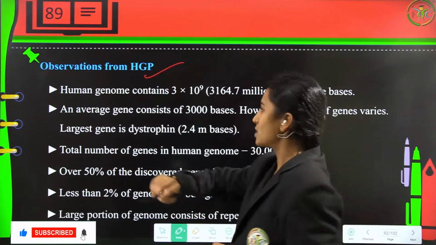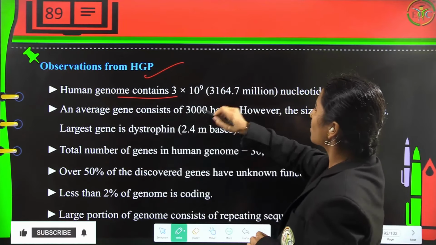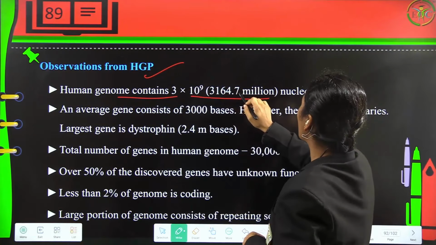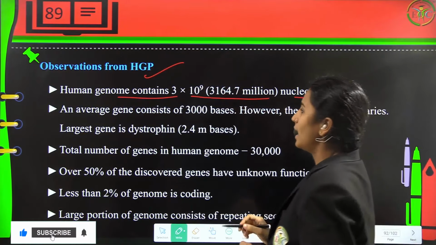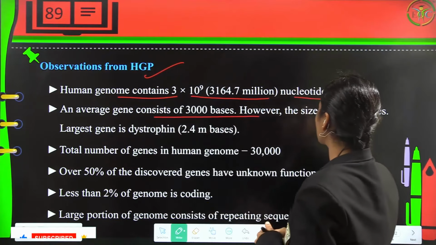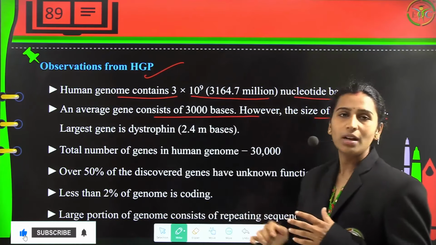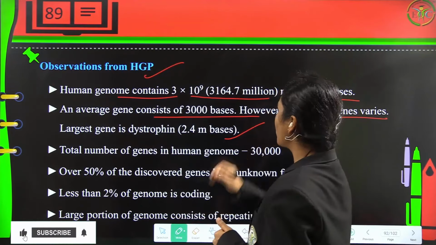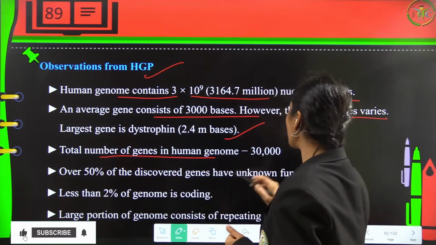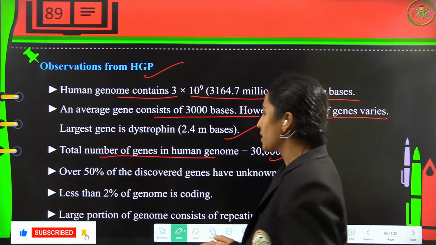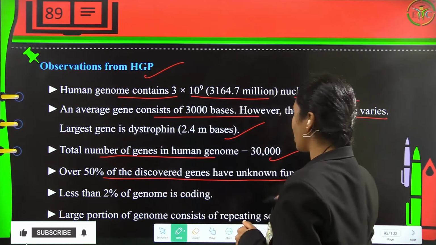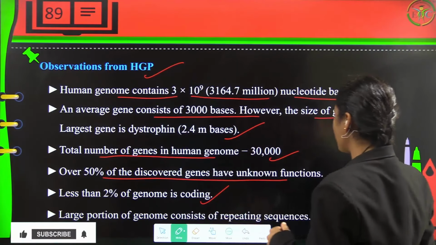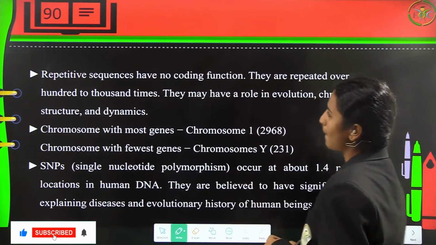Now observations of HGP. The human genome consists of 3 into 10 to the power 9, which is 164.7 million nucleotide bases, and on average a gene consists of 3000 bases, however the size of genes will vary. The largest gene is dystrophin, which is 2.4 million bases, and the total number of genes in the human genome is 30,000. Over 50% of discovered genes have unknown functions, less than 2% of the genome is coding, and a large portion of the genome consists of repeating sequences.